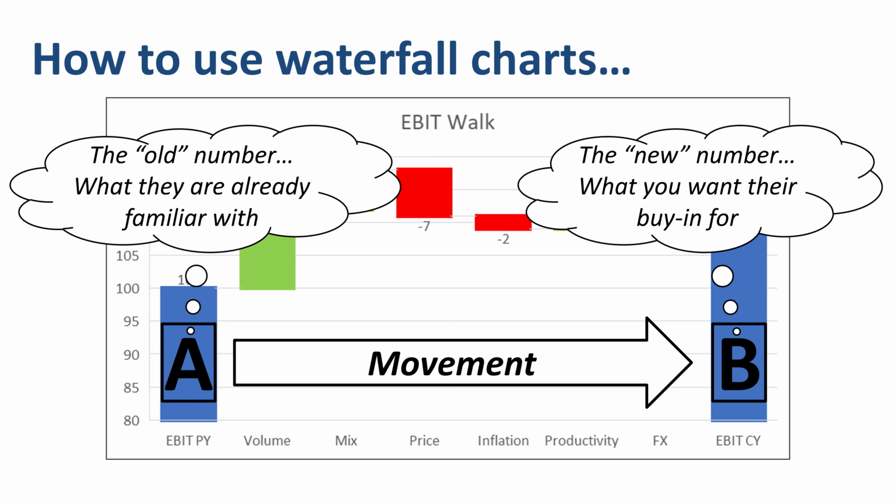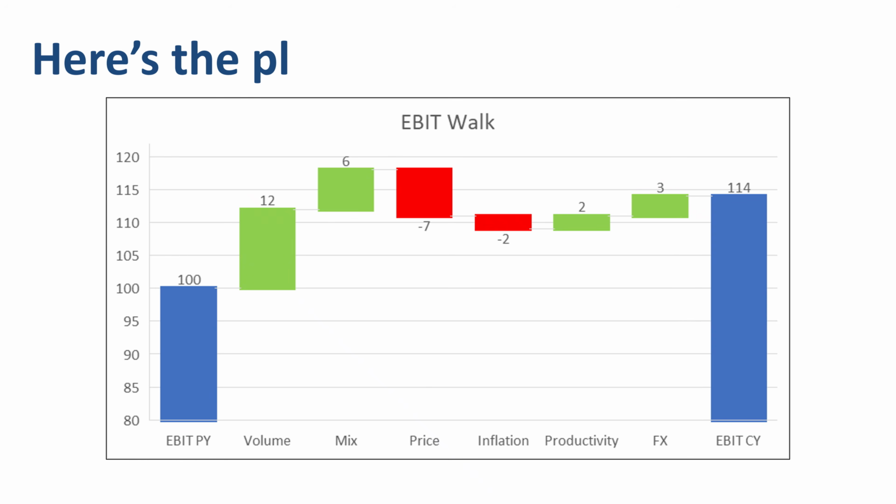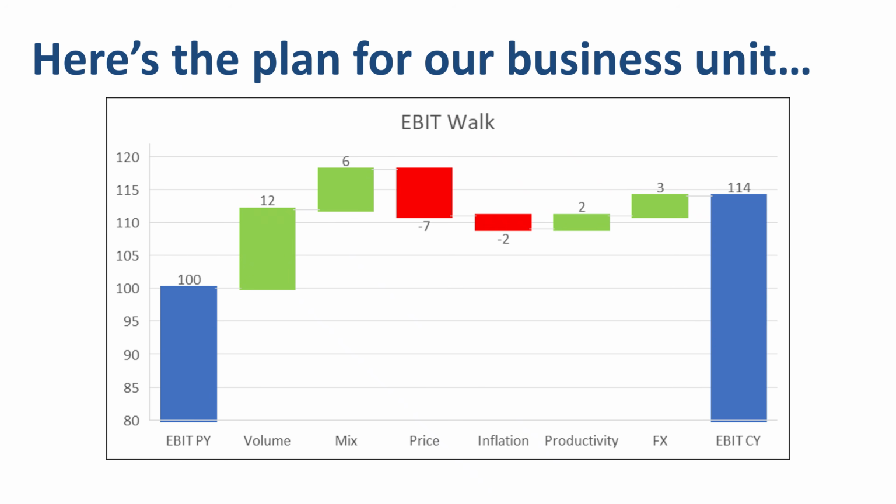Here's how I would present the plan for our business unit to the CEO, using a waterfall chart. In our last business review, we celebrated getting to $100 million of EBIT for the first time in the history of the business unit. This year, we plan to exceed that number and get to $114 million.